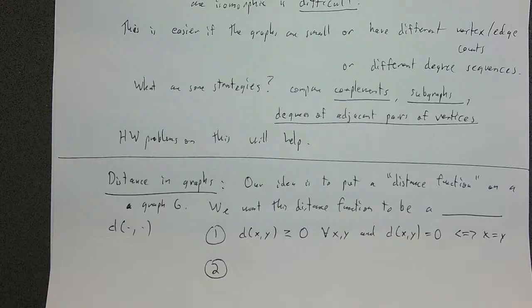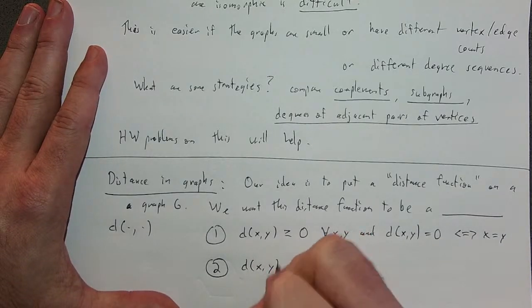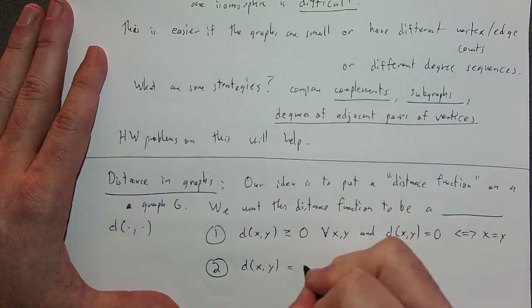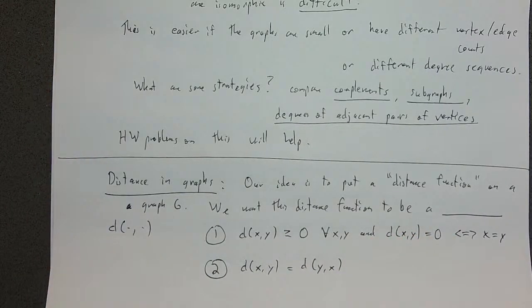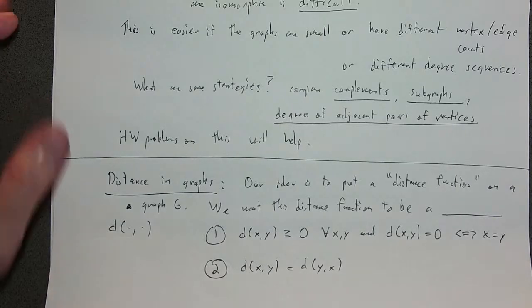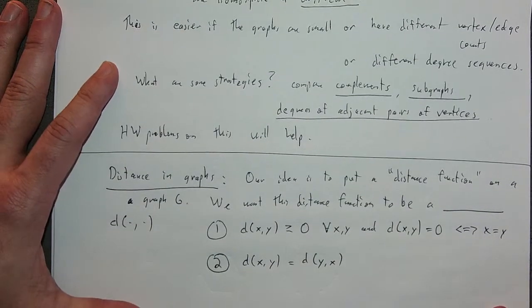Second thing we want this distance to satisfy. The distance from x to y should be the same as the distance from y to x. That is how distance works in our world as we understand it, right? The distance from New York to LA should be the same as the distance from LA to New York. It shouldn't matter what direction I'm talking about here. If we're just talking about the distance between those things, it should be the same. What's that called?